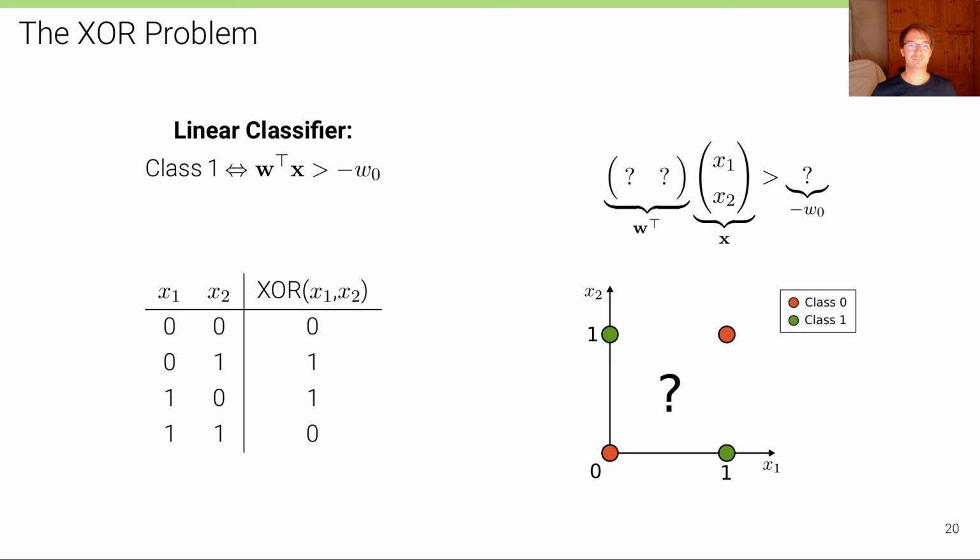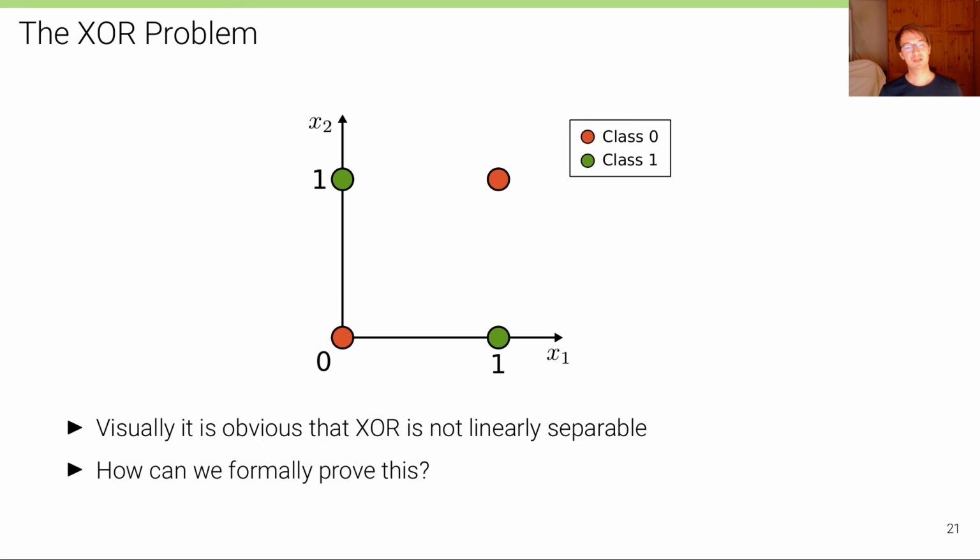So what should we do? It seems like this is not a problem that we can linearly discriminate. So visually, it's really obvious that the XOR operator is not linearly separable, and this is true. So maybe let's first look into it a bit more formally. Can we actually formally convince ourselves that this is true? Why is the XOR operator not linearly separable?